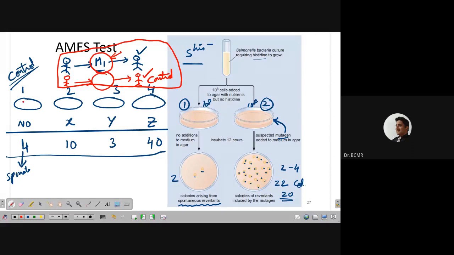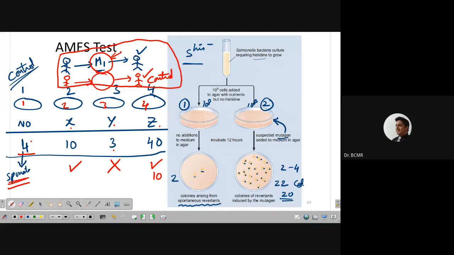So getting to this, plate 1, 2, 3, and 4. Plate 1 has spontaneous revertants, 4. Is X a mutagen? Yes, because at least it is twice that of the spontaneous revertants. So you can count it as yes. Is Y a mutagen? It is unlikely. It is not a mutagen because it is almost similar to that of the control. So it is not a mutagen. Is Z a mutagen? Yes, it is a mutagen because it is at least 10 times more than the spontaneous revertants.